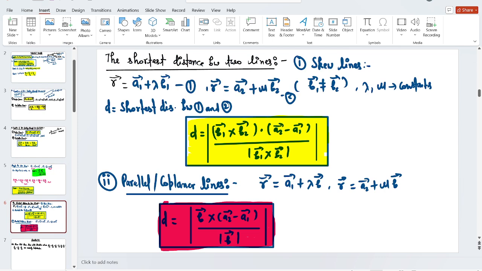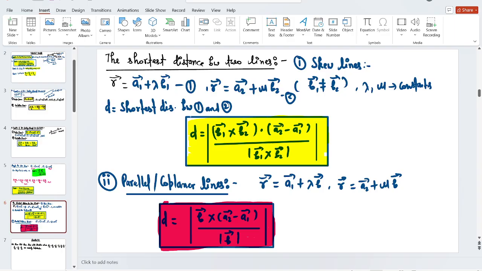Next is the shortest distance between two lines. Skew lines are lines which do not lie in the same plane, which are not intersecting and not parallel. In the previous lecture we already talked about it. We use this formula here: vector r equals vector a1 plus lambda vector b1, and vector r equals vector a2 plus mu vector b2. Here lambda and mu should be constants, and b1 and b2 should not be equal.